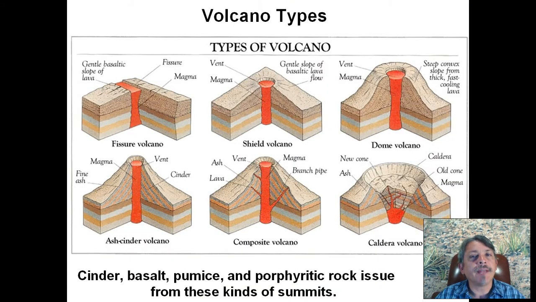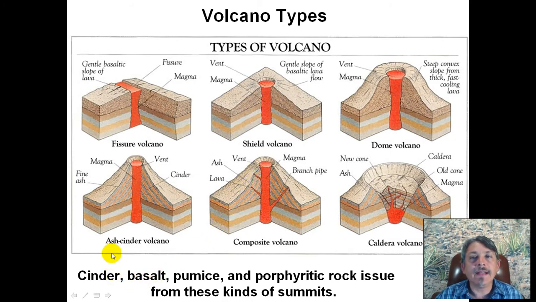Here are 6 types of volcanoes, and we can roughly say that the ones that are most gentle are up at the top of the list, and the ones that are most violent are on the bottom. Fissure volcanoes are basically cracks in the earth from which emerges lava. We have shield volcanoes and dome volcanoes that also do the same thing but build mountains, as do these ones at the bottom. They all build mountains as well.